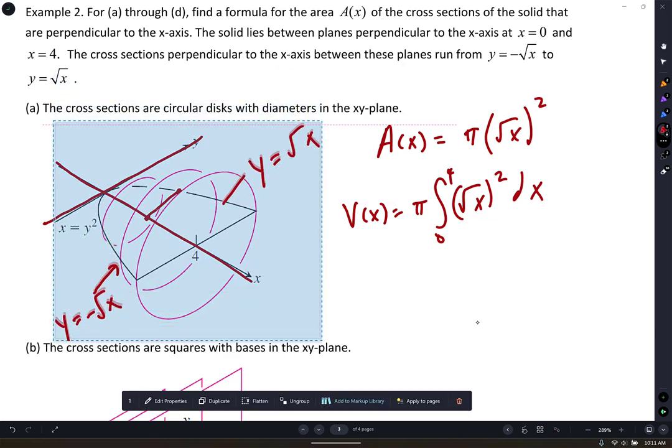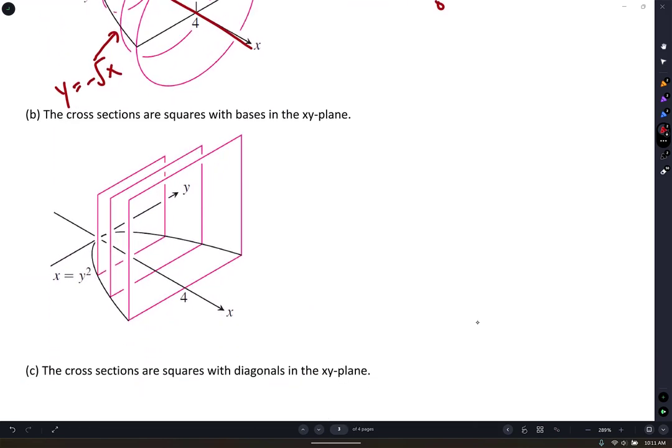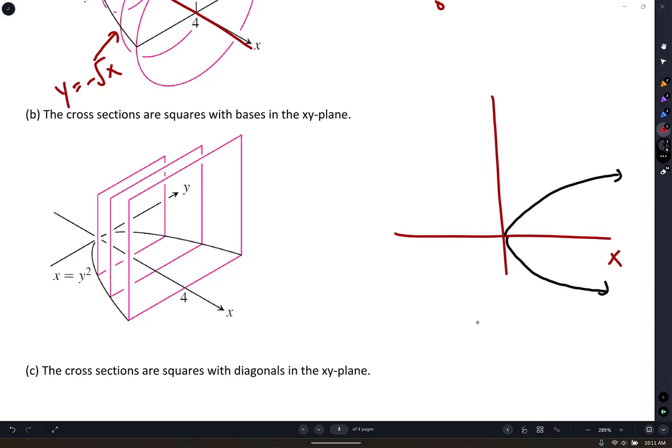Let's go to letter B. The cross sections are squares with bases in the XY plane. Okay, so let me go ahead and draw this out for you guys. Three-dimensional, the way that you guys usually see it. I guess it's there already. But it looks like this. And here is my section. And that line is the bottom part of a square.